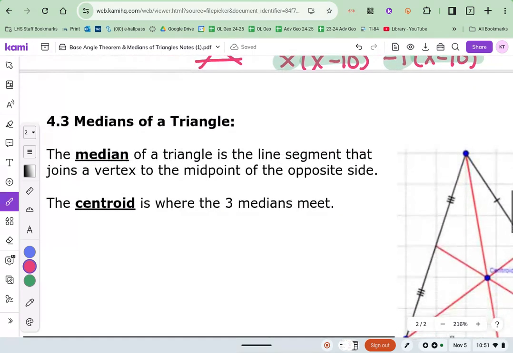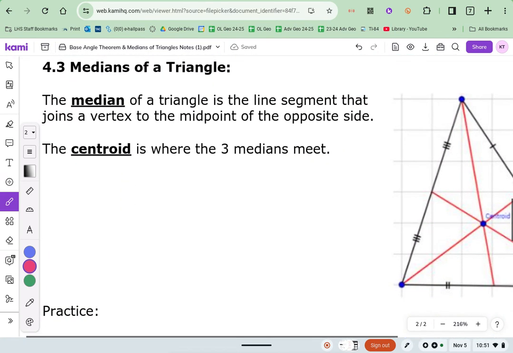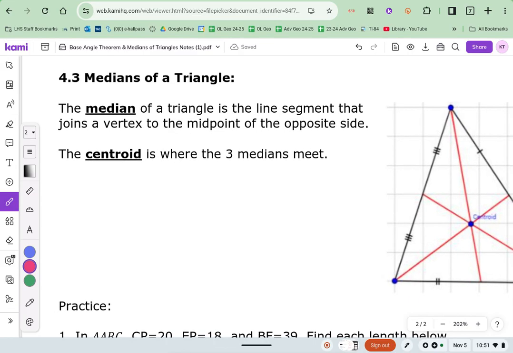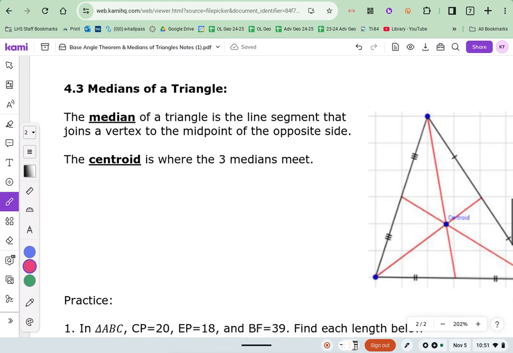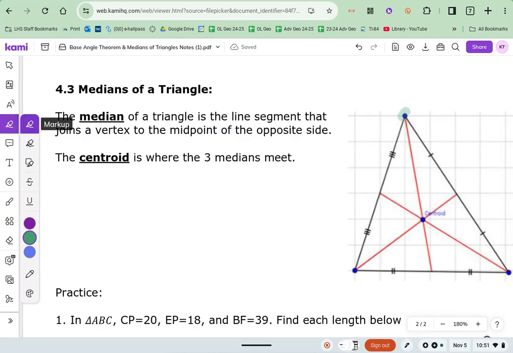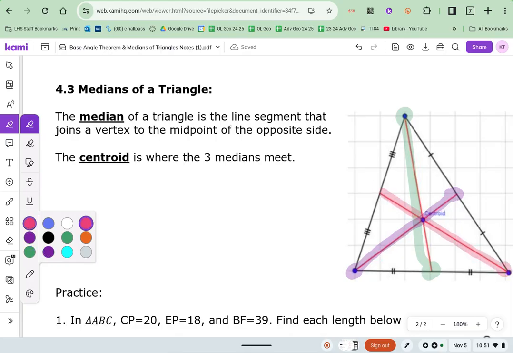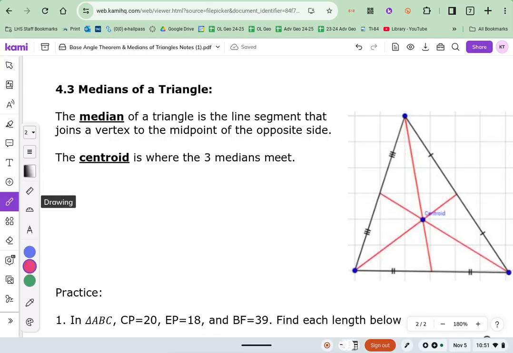All right, second topic of the day is what's called medians. A median is a special segment of a triangle, and what it does is it takes a vertex, like right here, and connects it to the midpoint of the opposite side. So it takes a vertex and connects to the midpoint of the opposite side. That's why you have all these little tick marks in this picture, because it's saying, hey, this is the middle, so these two sides are the same. This is the middle, so these two sides are the same.